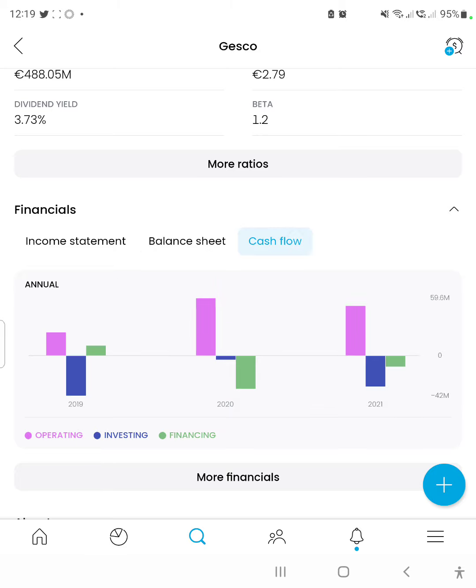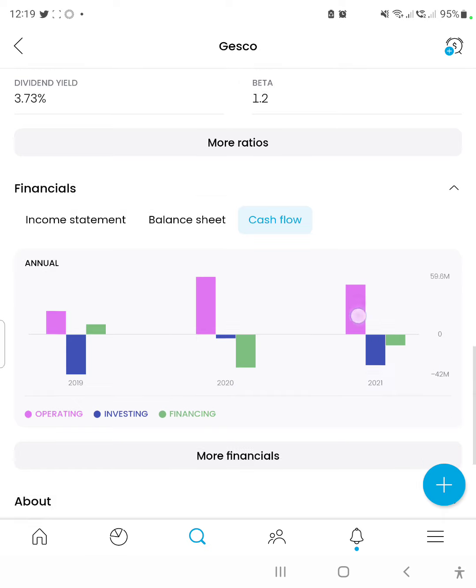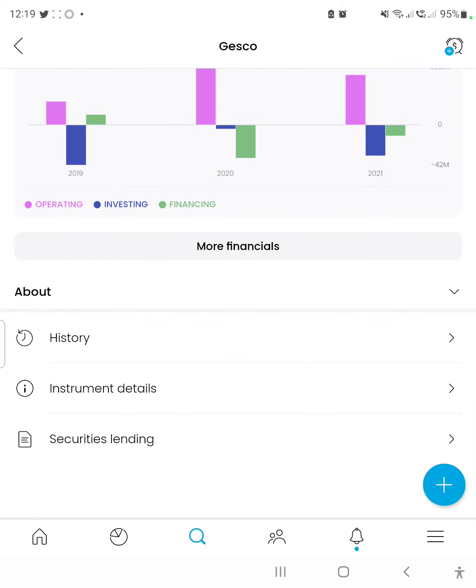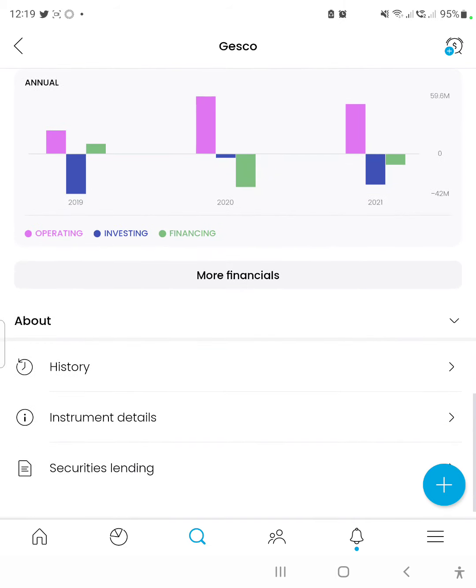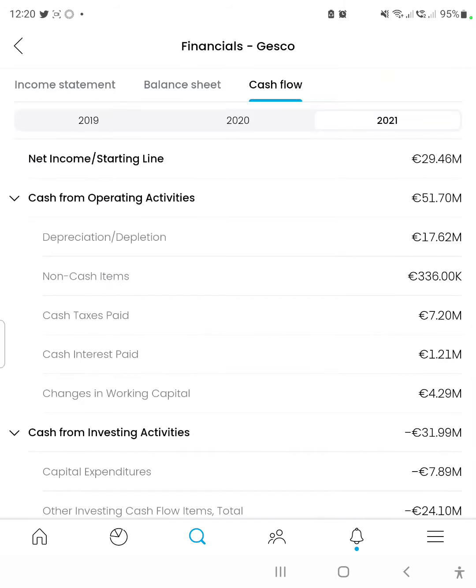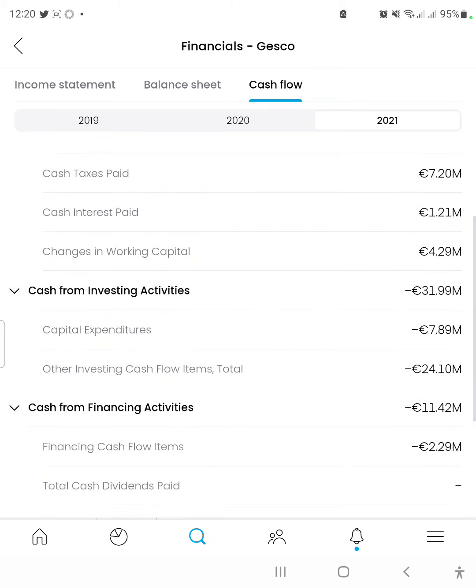So let's get into the cash flow statement, which is the last of the financial statements. As you can see here, the 2021 financial year shows that the net income, or the starting line, was 29.46 million euros. The cash flow from operating activities was 51.7 million euros. The cash flow from investing activities was negative 31 million euros. The company spent 7.89 million euros on capital expenditures. Most of the cash flow from investing activities went towards other investing cash flows.